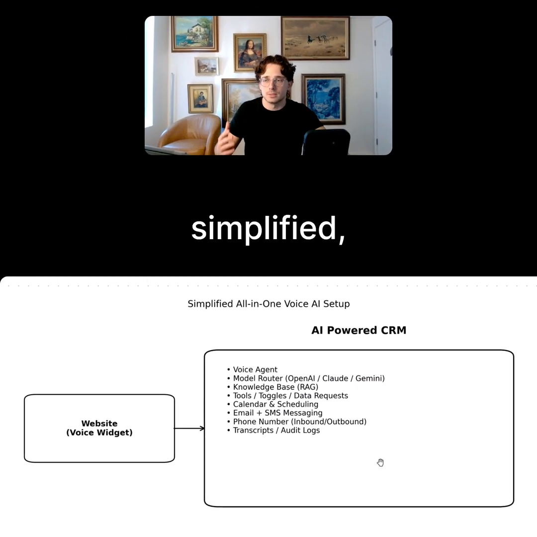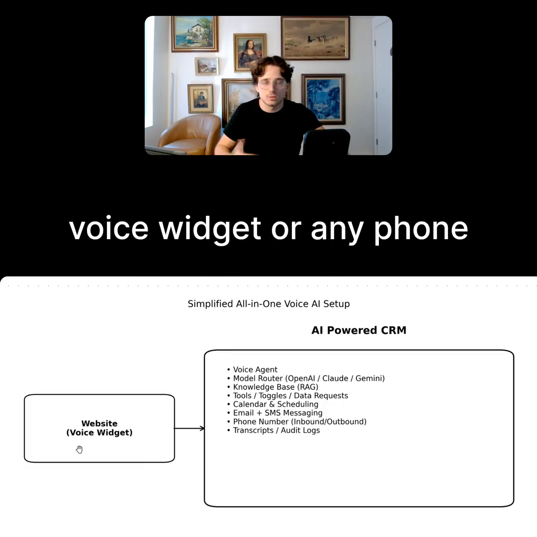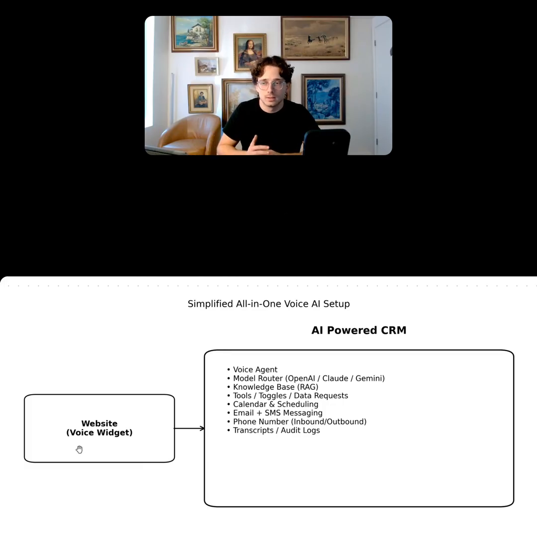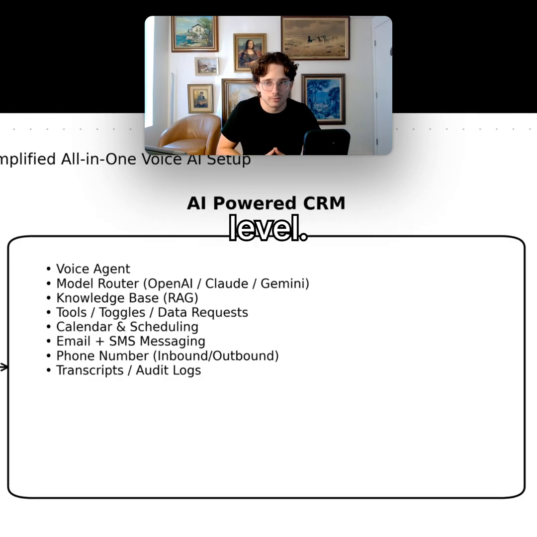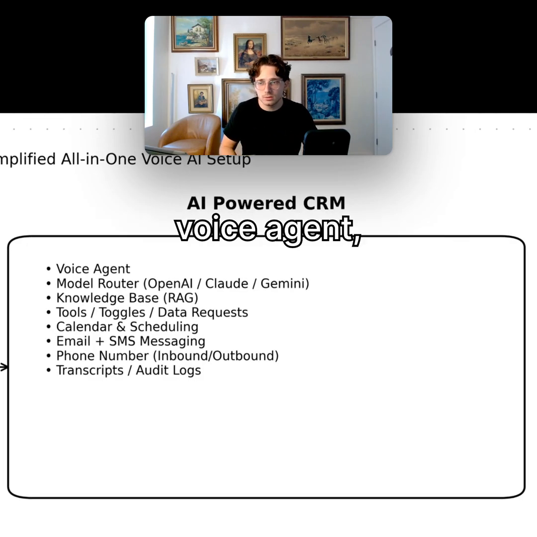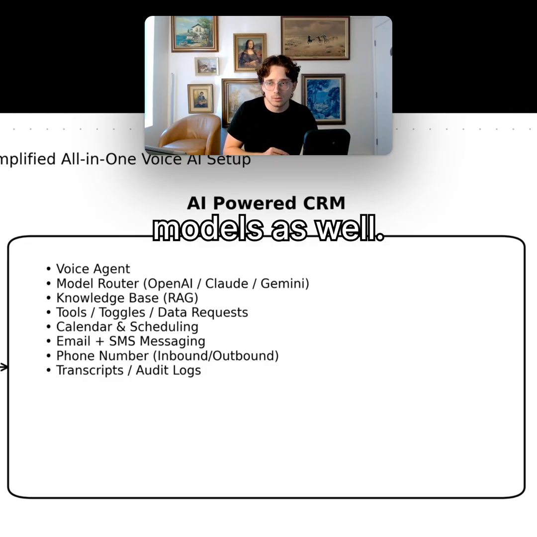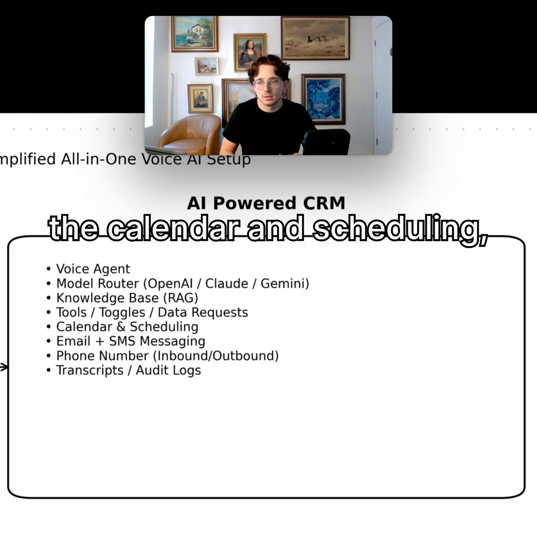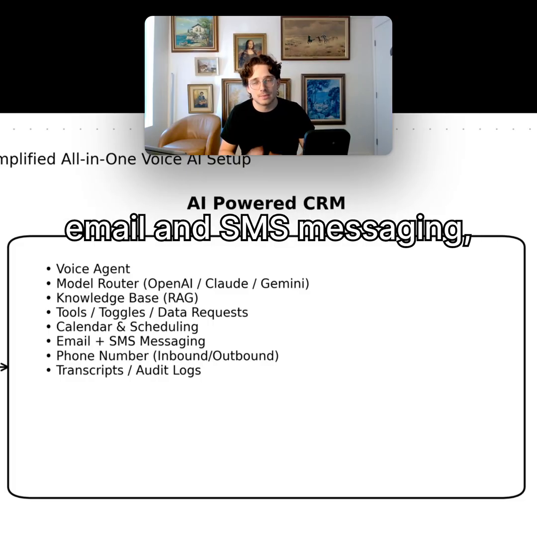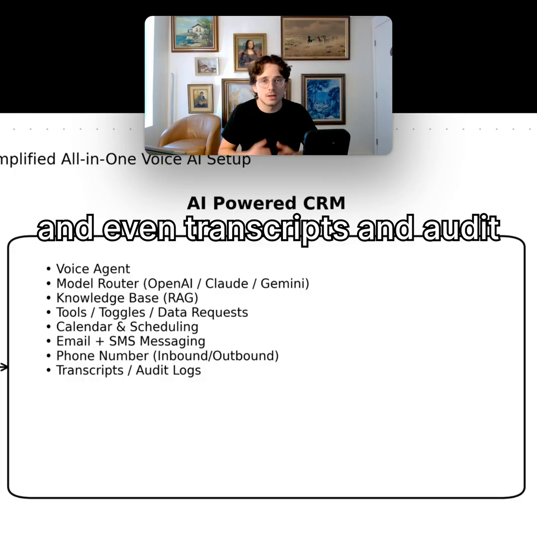This is my simplified all-in-one voice AI setup. It has a website with the voice widget or any phone number or whatever. And then I have an AI-powered CRM, which is based on GoHighLevel, and it already includes my voice agent, the language model. And the good thing is I can switch between the language models as well. I have my RAG backend. I have all the tools and data requests, the calendar and scheduling, email and SMS messaging, all numbers for inbound and outbound, and even transcripts and audit logs.